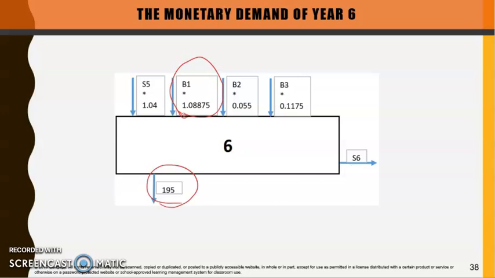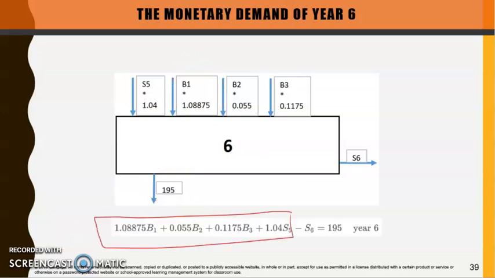When the amount of money is 1, as you can see here, plus the interest rate that we have, and that's it. And remember, all things are multiplied by $1,000. Okay, now you have the formula for year 6.